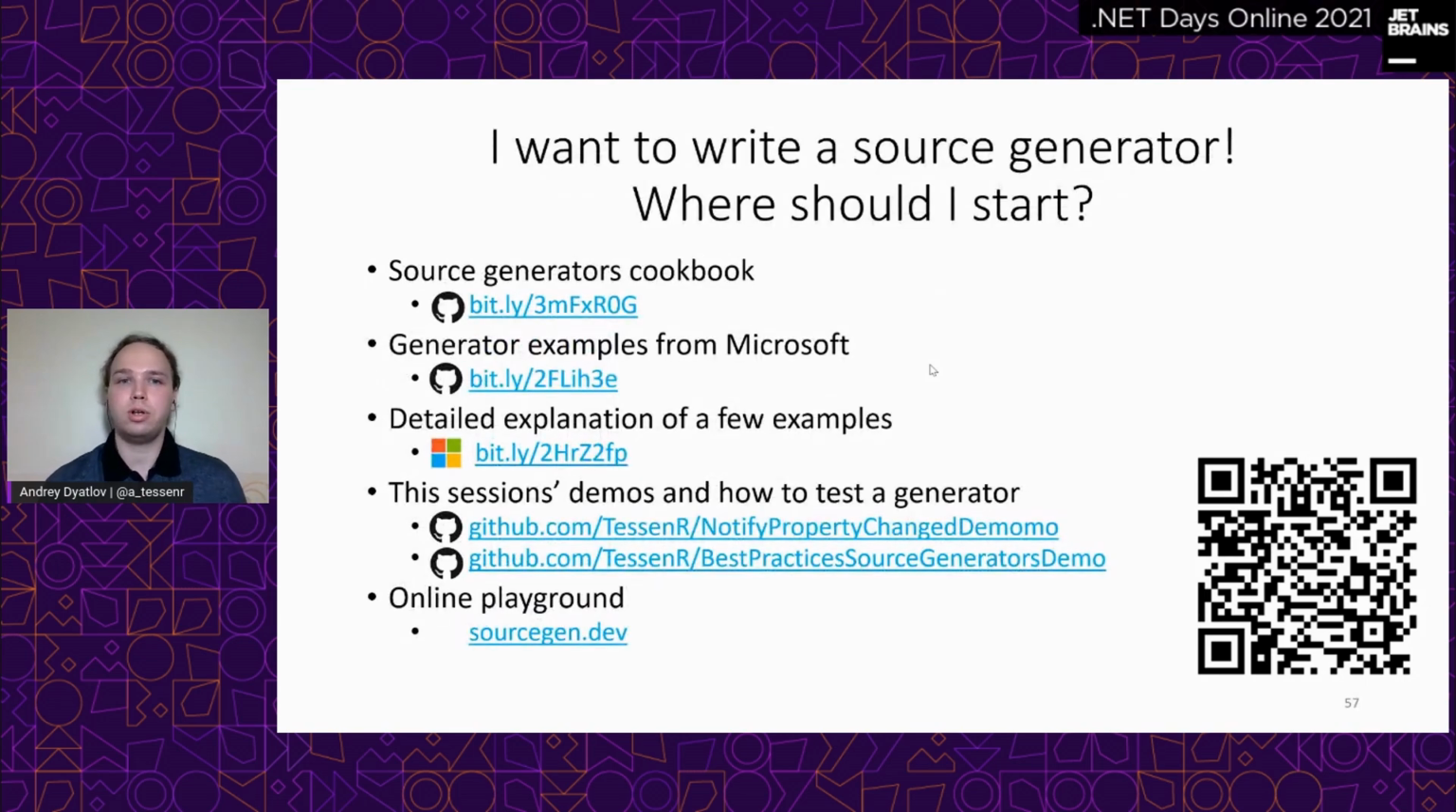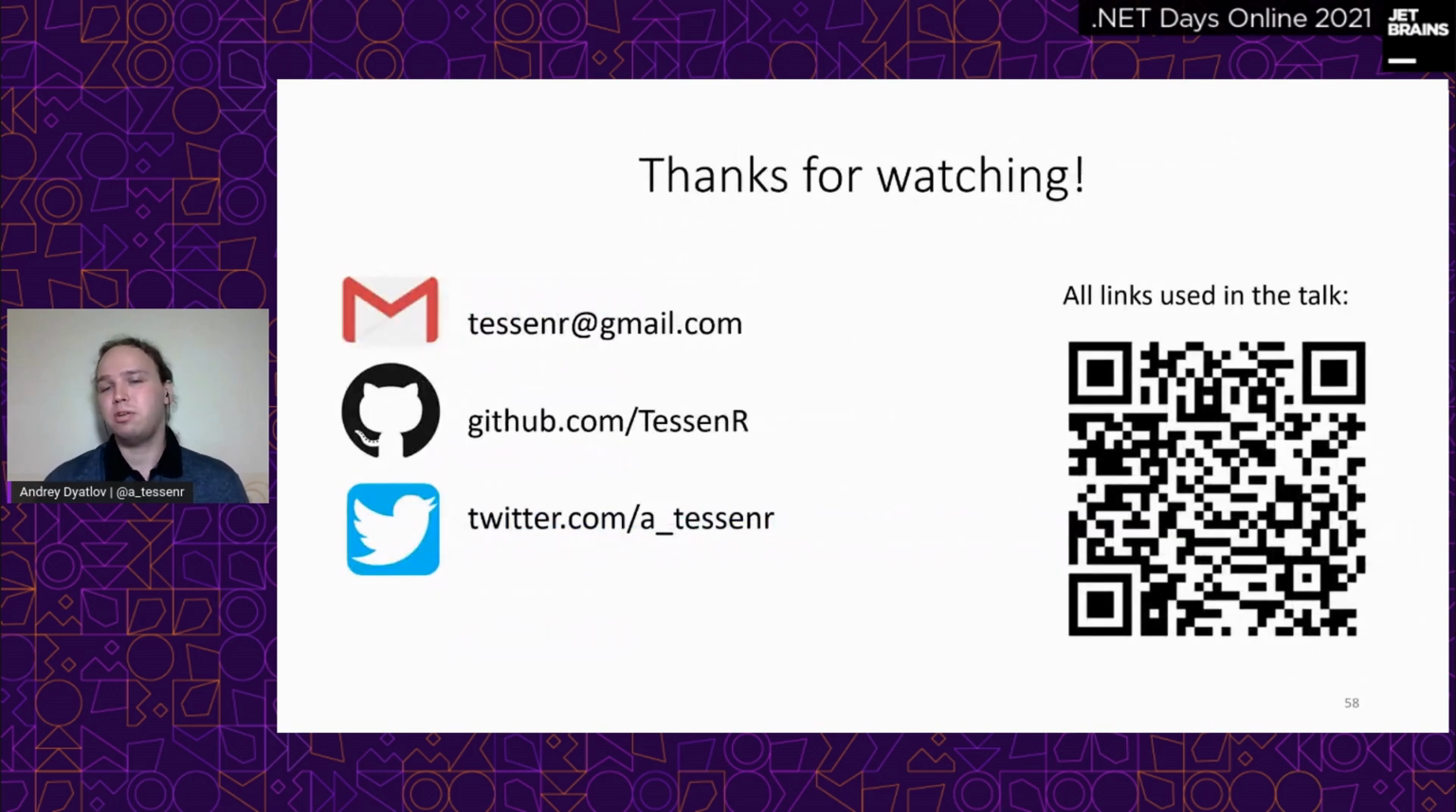And if you now want to write your own source generator, check Source Generators Cookbook from Microsoft. There are a few examples that I explained in detail. If you're interested in something I've built during this session, for example, how to test your generator, you can check these examples on my GitHub account. You can try to go to SourceGenDev and use some examples there to play with them. And I'm looking forward to what you're going to build with source generators, but don't forget that with great power comes great responsibility. Every link you'll be able to find on GitHub, used by this QR code, and thank you for watching.